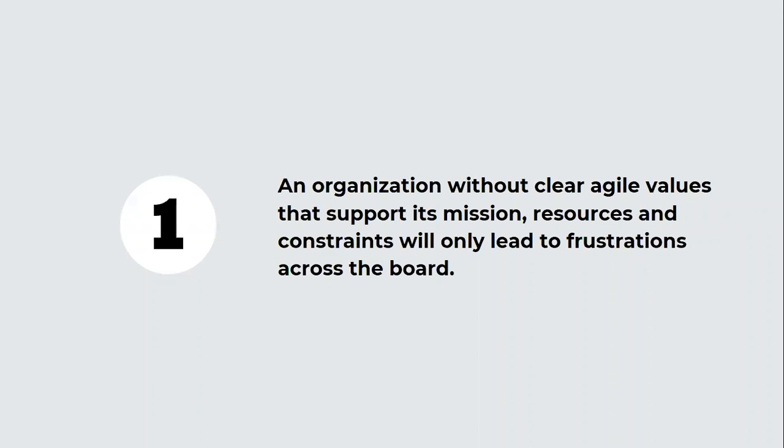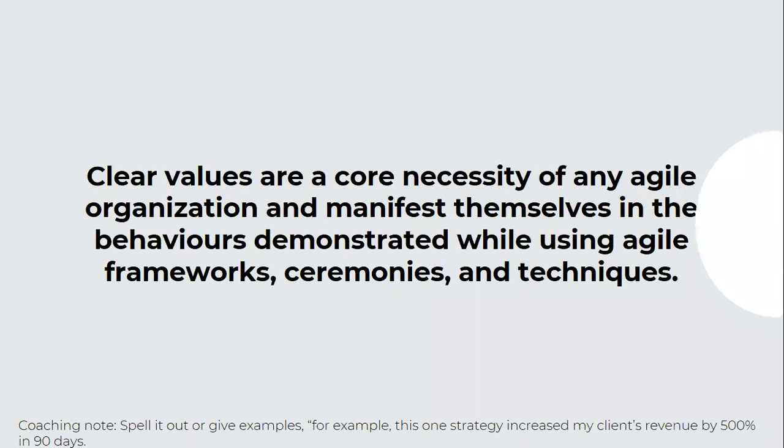So one, an organization without clear Agile values that support its mission, resources and constraints will lead to frustrations across the board. Teams are going to have issues. And you can't just use the Agile values from the software development Agile manifesto, because those Agile values are generic. Those are broad. You can create an Agile value or set of values for an organization using those as a foundation. So now you have the wording that is specific for your organization. These clear values create the core of how everyone's going to behave, how the behavior across the organization is going to work, and how they're going to work together, how they're going to use the frameworks, the ceremonies, and the techniques.